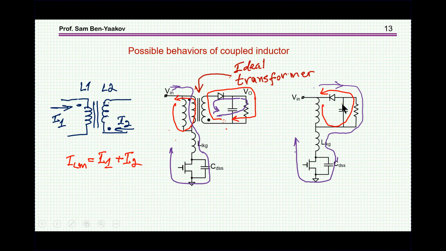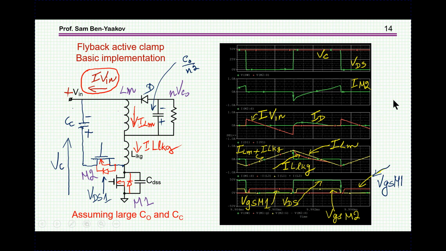Again, this red one should be larger than this other one. And there might be a situation, by the way, that these will be equal, and there will be zero current here, but there will be current here. We'll talk about it. Okay, so now I'm going into the real issue of active clamp.